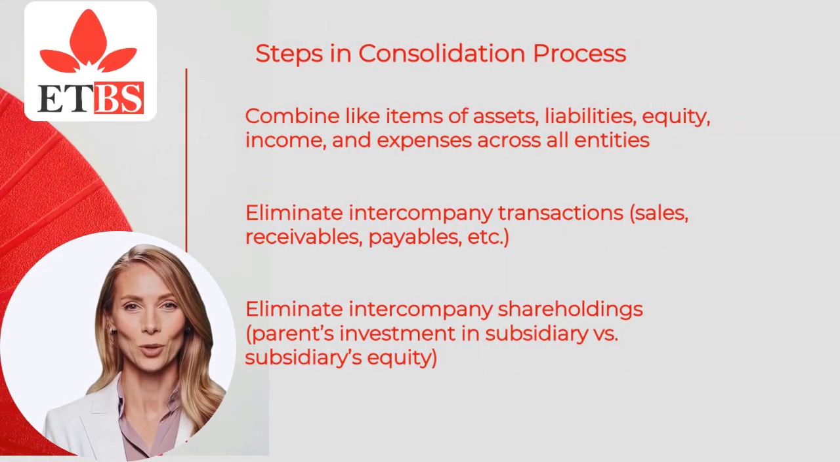Steps in the consolidation process. Combine like items of assets, liabilities, equity, income, and expenses across all entities. Eliminate intercompany transactions: sales, receivables, payables, etc. Eliminate intercompany shareholdings: the parent's investment in the subsidiary versus the subsidiary's equity. Calculate goodwill or gain on bargain purchase. Recognize non-controlling interest, NCI. Apply uniform accounting policies across all entities. Align the reporting periods, same year end.